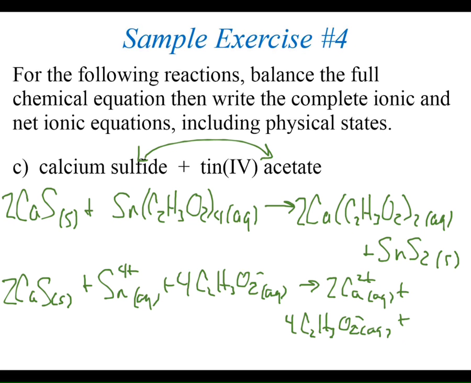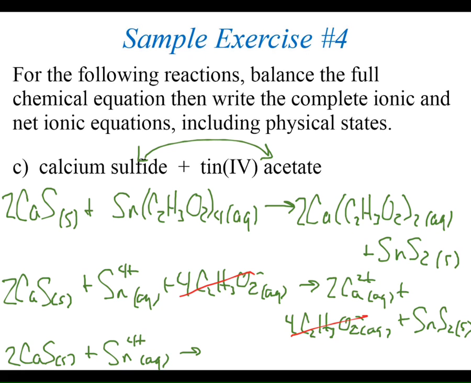And what do I do with the SnS2? Leave it alone, because it's a solid. So what cancels out? 4 acetates. That's it, right? Everything else stays the same. So now we just write whatever was left. So let's see. I'm going to write 2 calcium sulfide solid plus Sn4 plus aqueous goes to 2 calcium 2 plus aqueous and SnS2 solid. That's what was left, right?